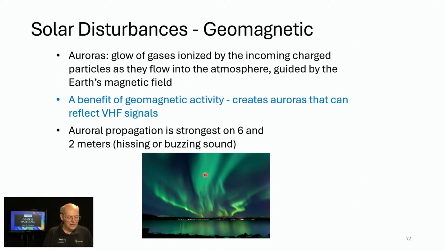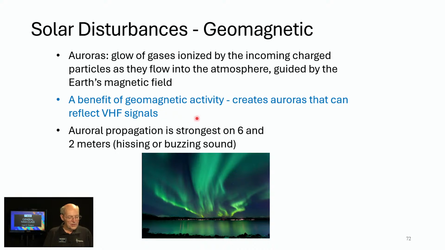Now auroras, here I've got a visual. We don't normally see these in South Carolina. If you're in northern Michigan, northern Wisconsin, it's not that unusual for these to occur. So it's a glow of gases caused by incoming charged particles as they flow into the atmosphere, guided by the Earth's magnetic field, which is why they're at the northern or extreme southern latitudes. Most of us don't live near the South Pole, though, so we will normally only be concerned about the northern lights. So, but here's the one exception.